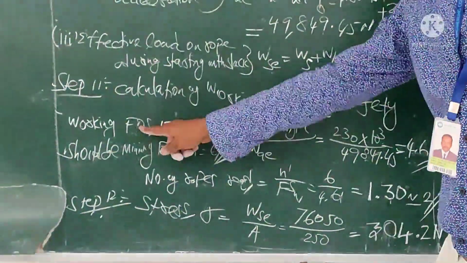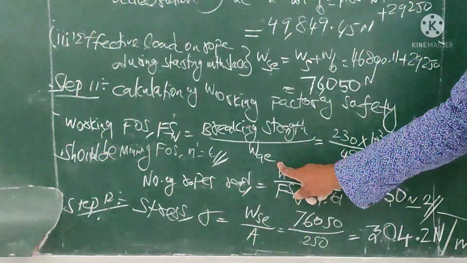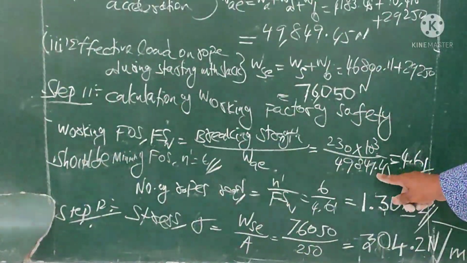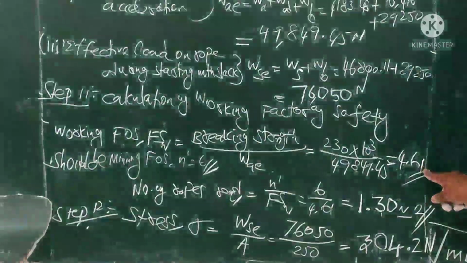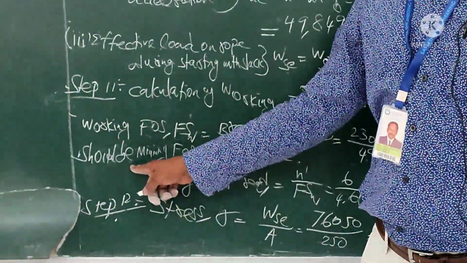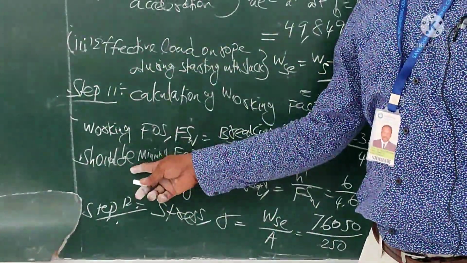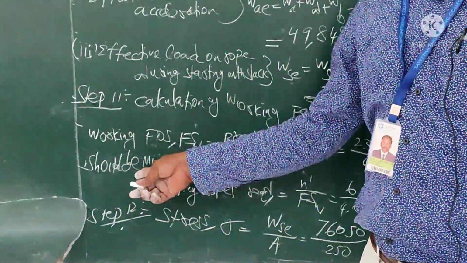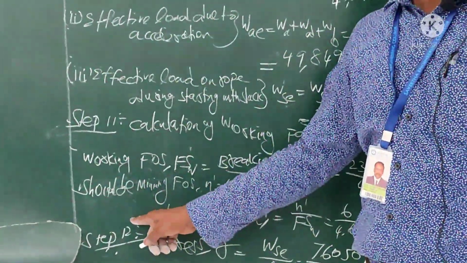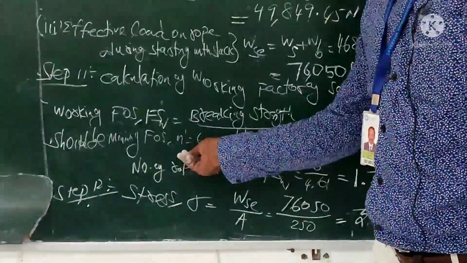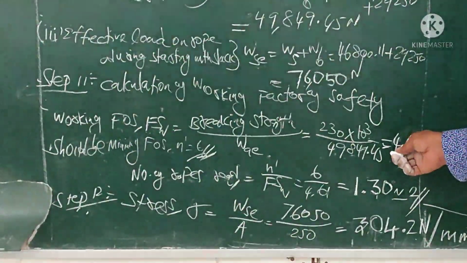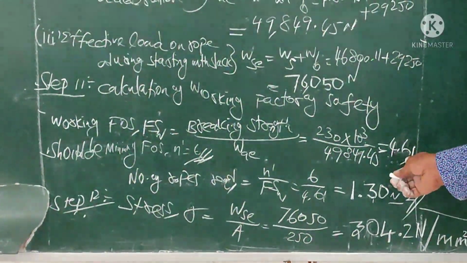Step number 11, calculation of working factor of safety. Here the formula is breaking strength by WAE. So 230 into 10 power 3 by 49,849.45, we get the value as 4.61, but this value is less than our minimum assumed factor of safety for 6 into 19 rope. Normally in data book page number 9.1 you can check this value should be 6, but the working factor of safety came as 4.61.